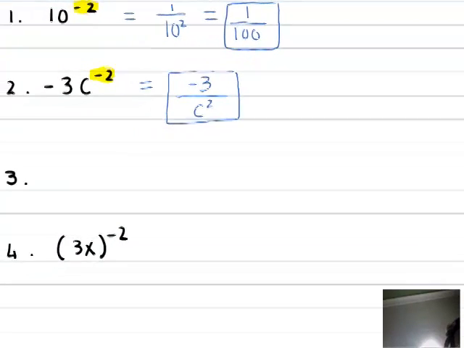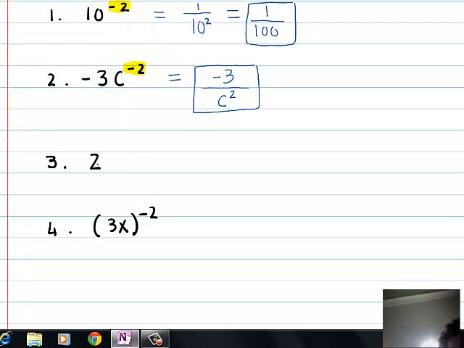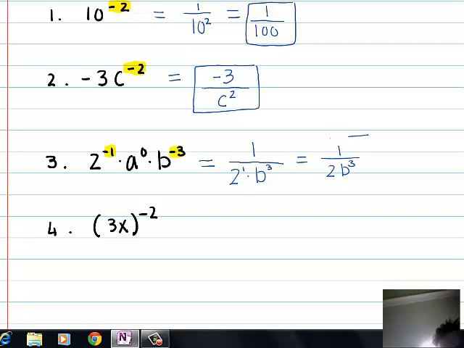I didn't copy down the problem for number 3, so let me do that: 2 to the negative 1, a to the 0, and then b to the negative 3. I'm going to highlight all negative exponents. Those are the ones that have to be moved to the bottom. So this is 2 to the 1, b to the third power, and we know that a to the 0 is 1. That is really the best we can do. So you have 1 over 2b to the third.